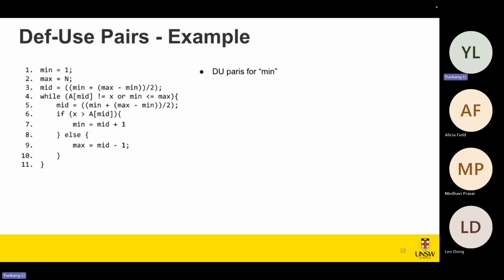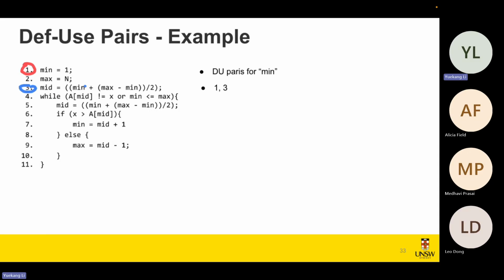And let's try to practice more. So let's try to identify all the def-use pairs for min. What we can do is we try to identify all the definitions first, and then we try to identify all the usages later. So the first one, let's just use here as an example. Let's use the red color to denote definitions and use green color, maybe blue color, to denote usage.